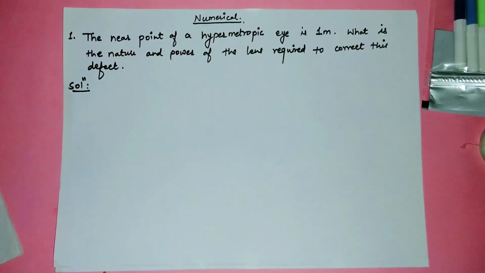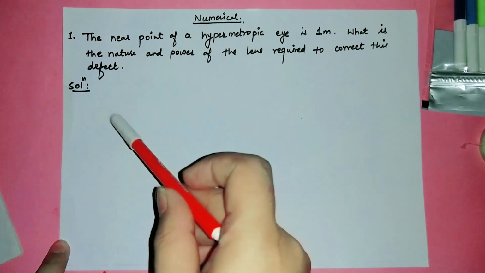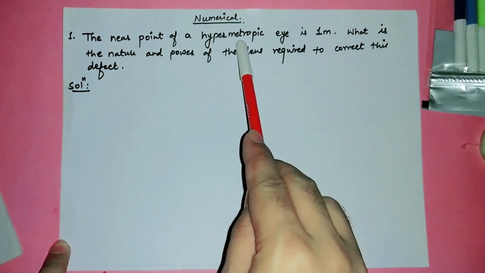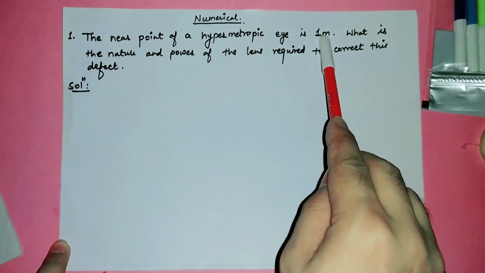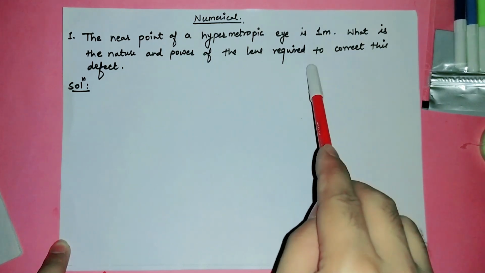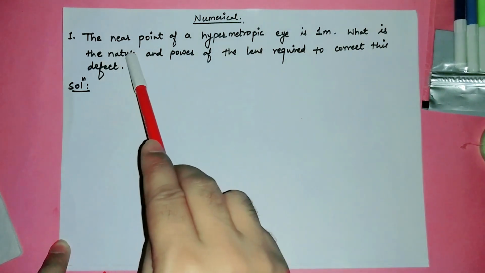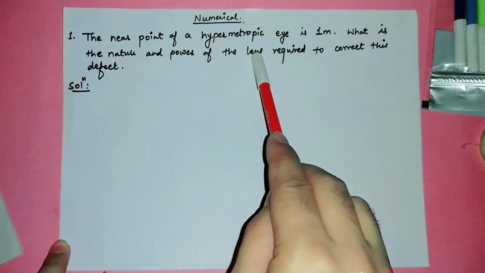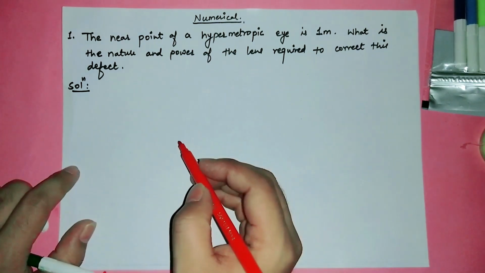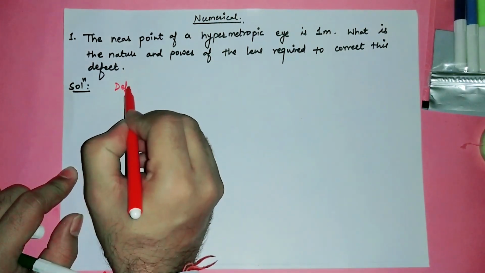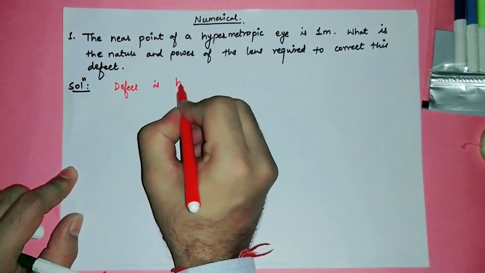So in today's class we will solve some numericals based on the defects of the human eye. The question is: the near point of a hypermetropic eye is 1 meter, meaning the hypermetropic eye can see up to 1 meter, but before 1 meter it can't see. What is the nature and the power of the lens required to correct this defect? So the defect is hypermetropia.